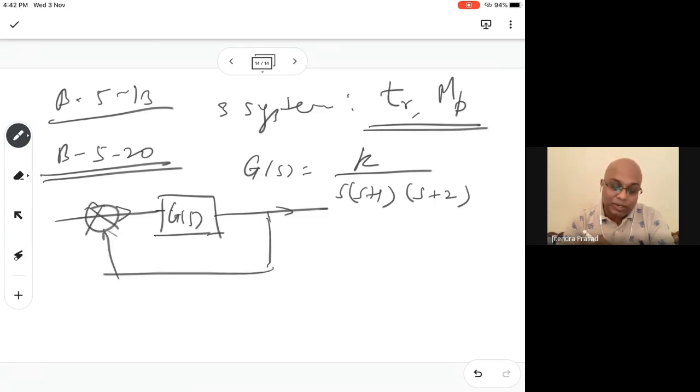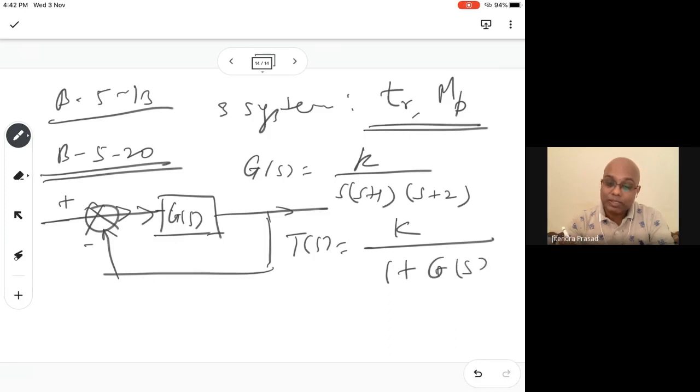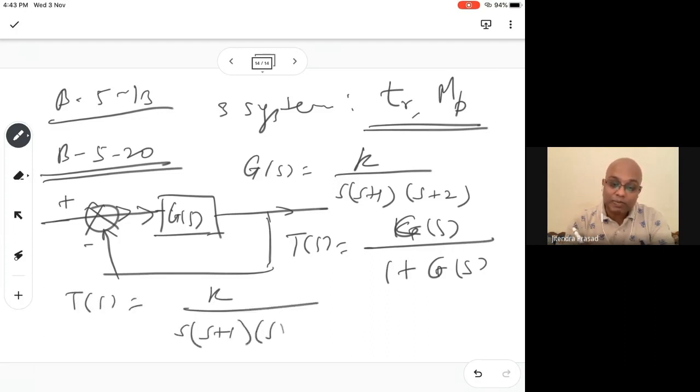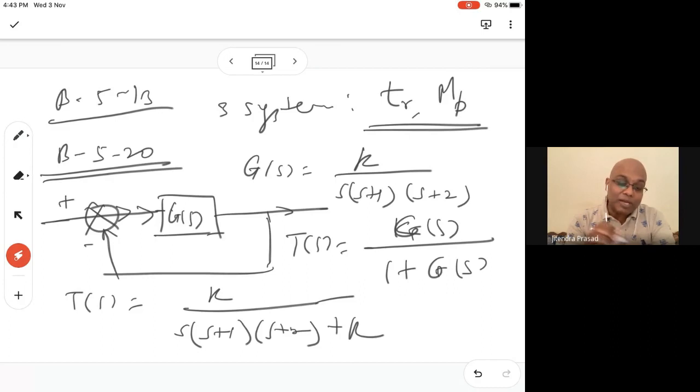So we have the feedback here, minus plus. You can find out that the TS, which will be the closed loop system, is GS over 1 plus GS. So TS will be nothing but K, and then we will have S plus 1, S plus 2 plus K, simply. So this is the characteristic equation.